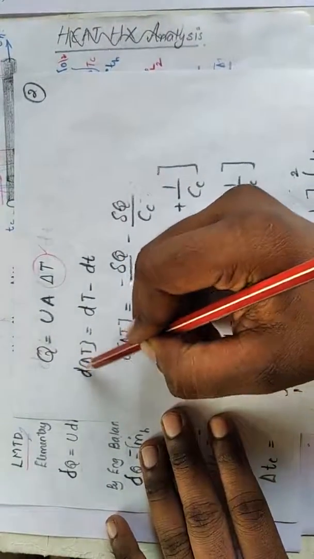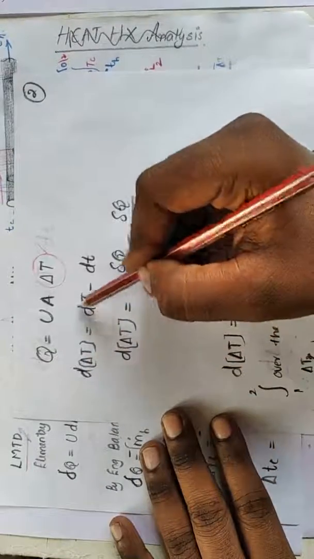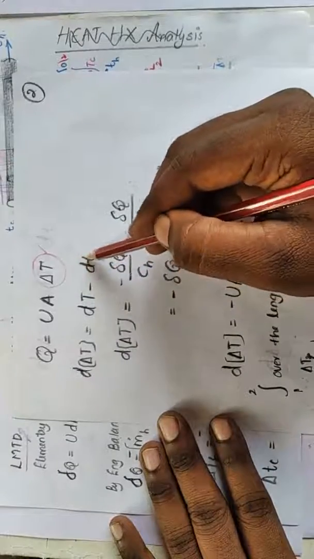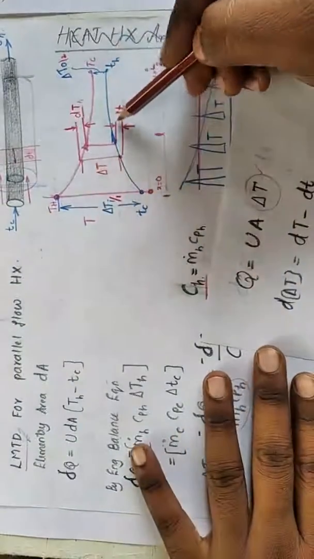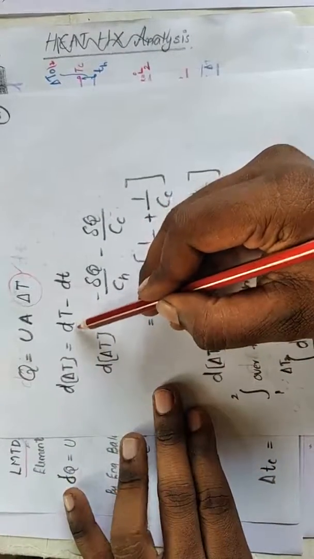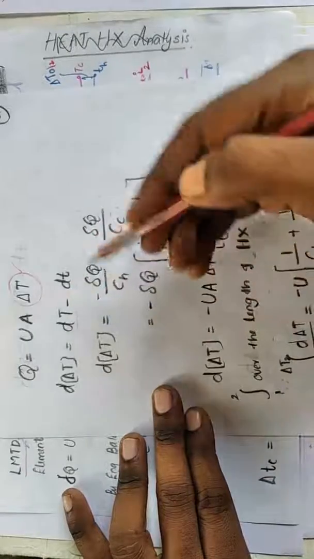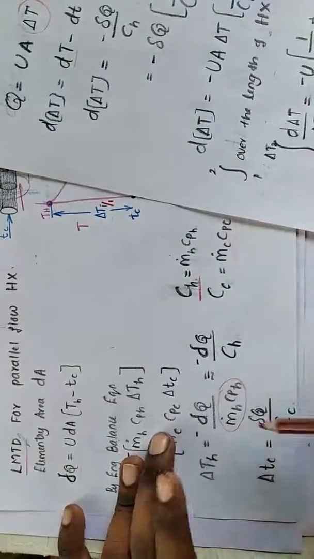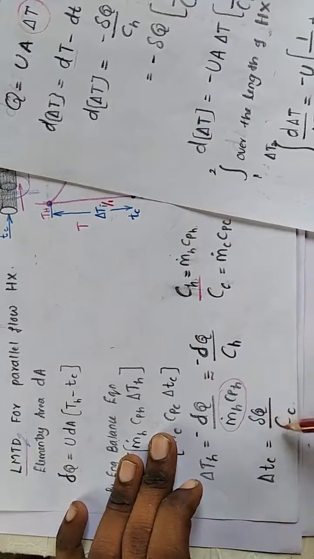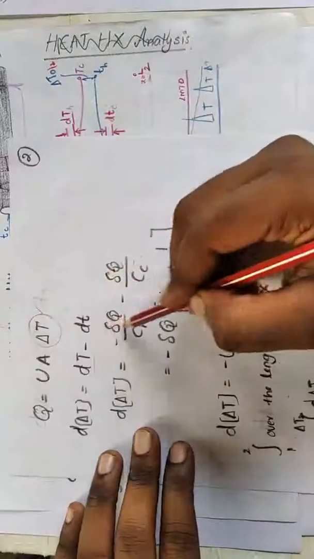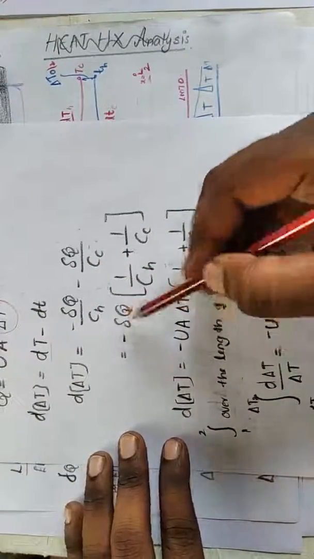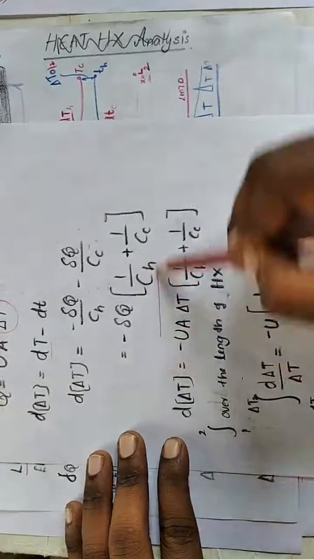Hence, what is d delta T? It is equal to dT_h minus dT_c. That means capital T minus the different temperature of the small t, that means here minus this. From this equation, what is meant by dT? dT_h is equal to minus dQ by C_h, and small dT_c is equal to minus dQ by C_c. So d delta T is equal to dQ by C_h minus dQ by C_c. dQ is a common factor, hence we arrange the equation like so.